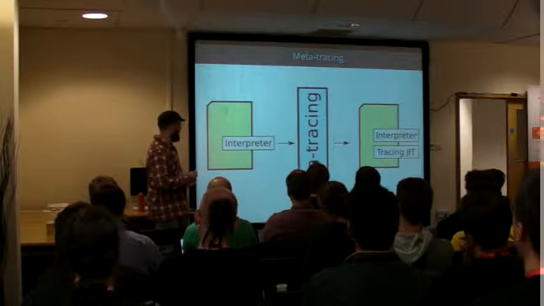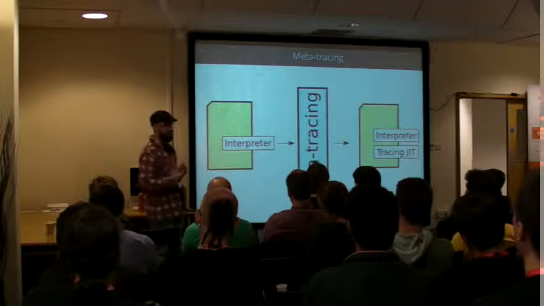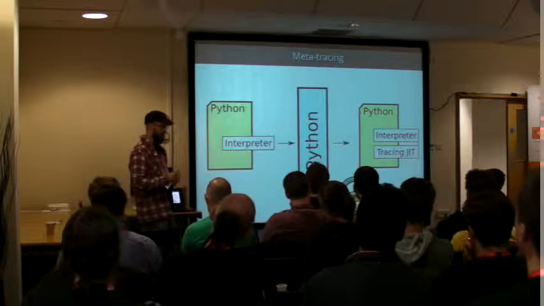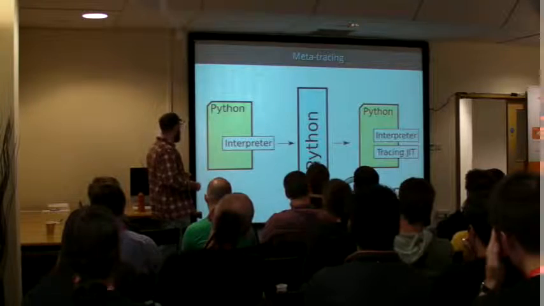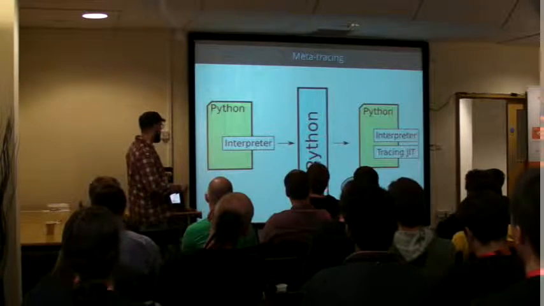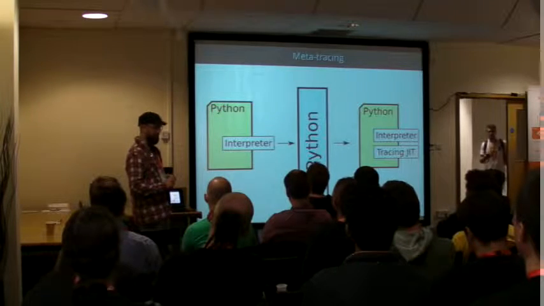Here we didn't provide the JIT, we just described the interpreter, the JIT comes for free. And as it happens, this is exactly how PyPy works. This is exactly the architecture behind PyPy. They write the interpreter in RPython, which is their meta tracing language. It's probably the only existing meta tracing language at the moment, actually.